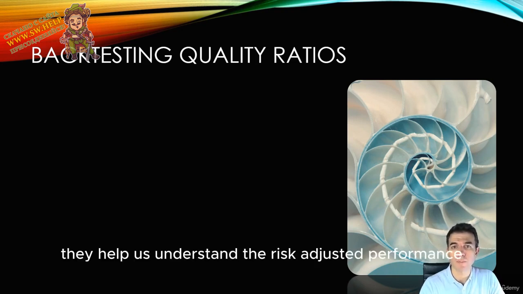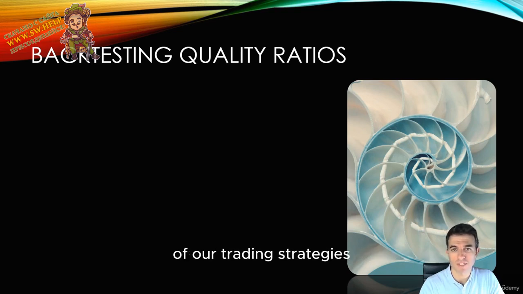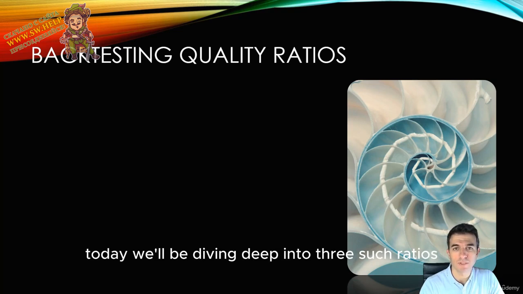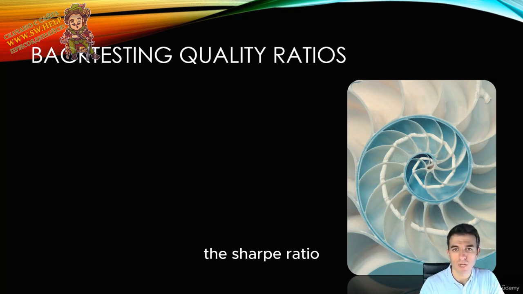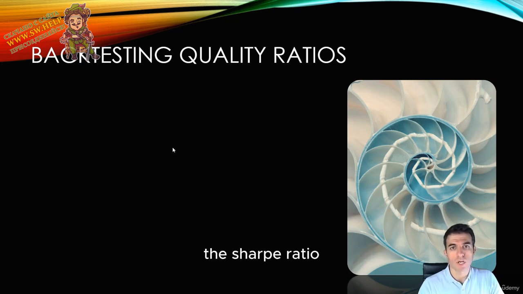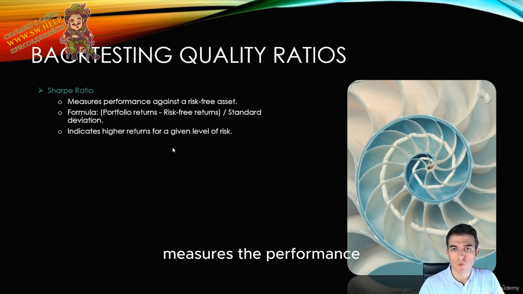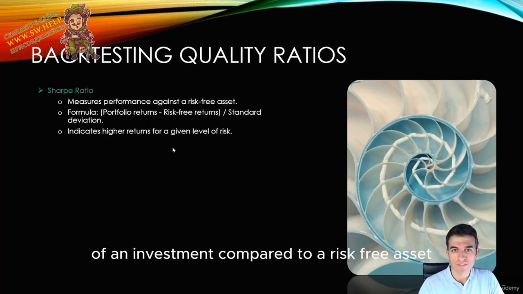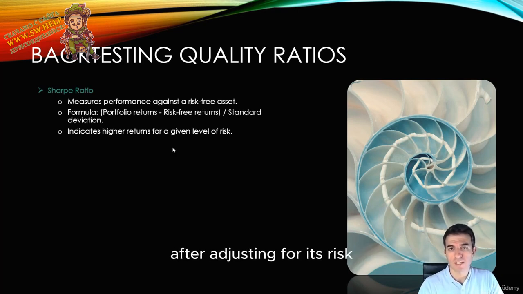These ratios help us understand the risk-adjusted performance of our trading strategies. Today we'll be diving deep into 3 such ratios: the Sharpe ratio, the Sortino ratio, and the Calmar ratio. The first ratio we're going to talk about is the Sharpe ratio. It measures the performance of an investment compared to a risk-free asset after adjusting for its risk. It's calculated as the average return earned in excess of the risk-free rate per unit of volatility or total risk.